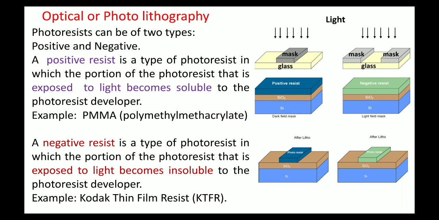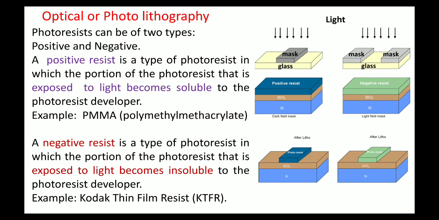right? And once you have got this kind of pattern of photoresist material, then you can deposit another material and remove that photoresist, so you are getting the pattern for that material. So this is a positive photoresist. An example for positive photoresist is PMMA, polymethyl methacrylate. Okay, PMMA.